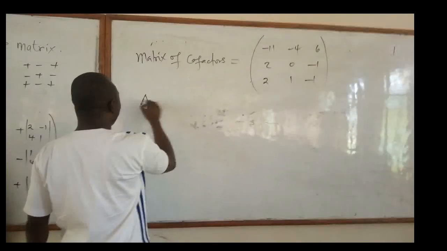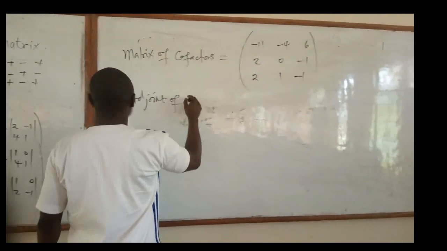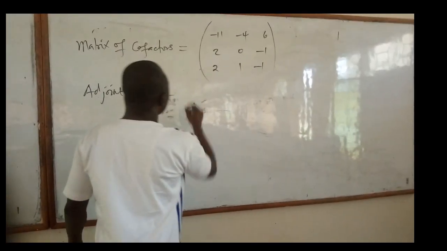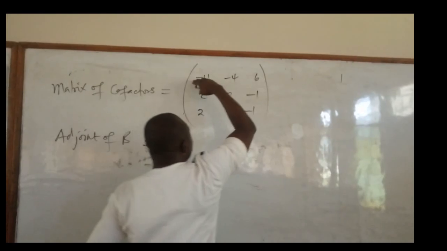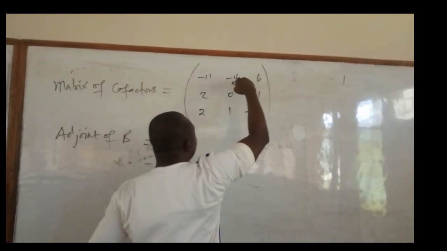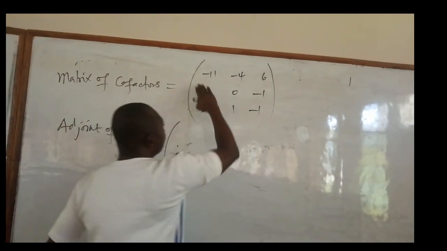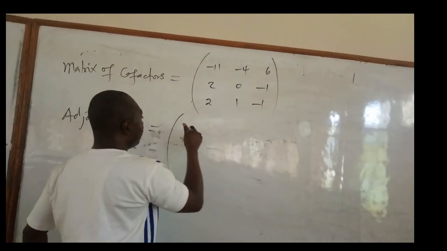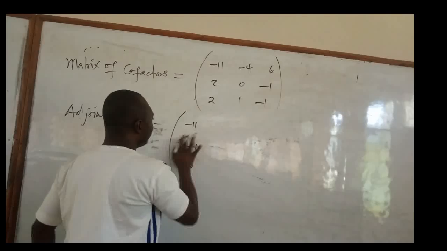So, adjoint. Adjoint of the matrix B is equal to, we just transpose this one. Now to transpose, what you do is that you pick a row like this. You have negative 11, negative 4, 6. You pick it this way and place it this way. So this one will be negative 11. This is the simplest way to transpose a matrix.